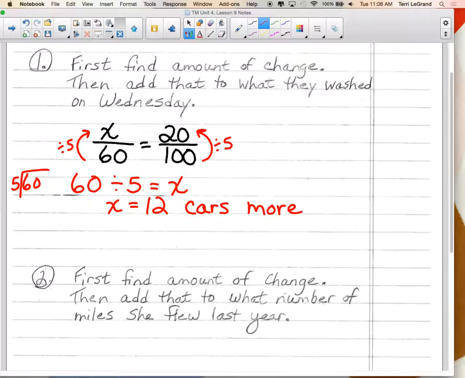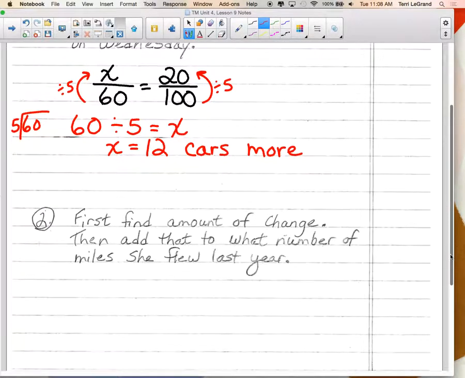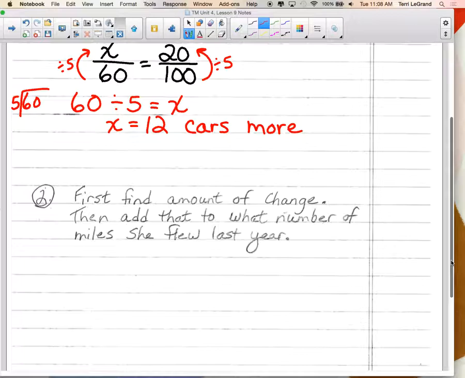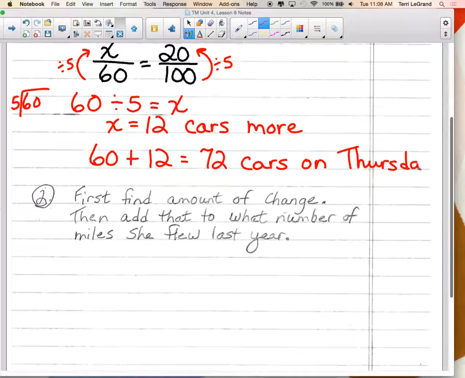We have not found out how many they washed on Thursday yet. We just know that now that tells us they washed 12 more cars on Thursday than they did on Wednesday. So what do we have to do now? 60 plus 12 equals 72 cars on what? Thursday. They washed 72 cars on Thursday.